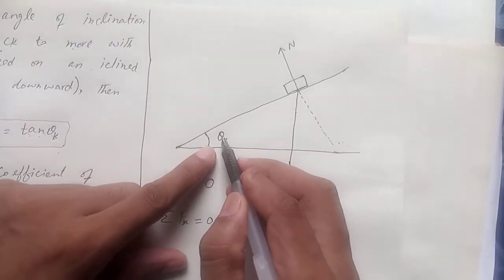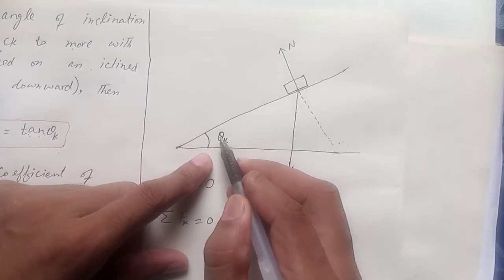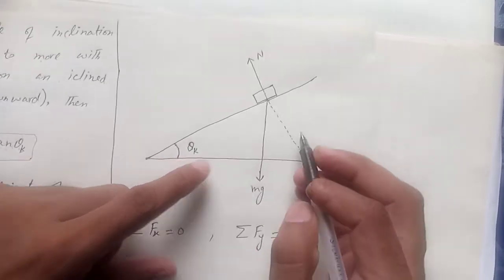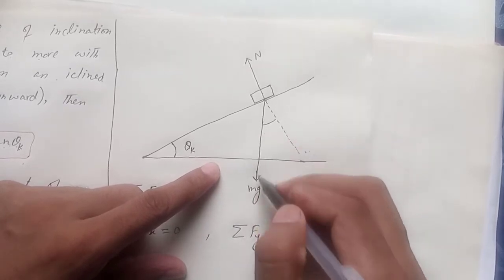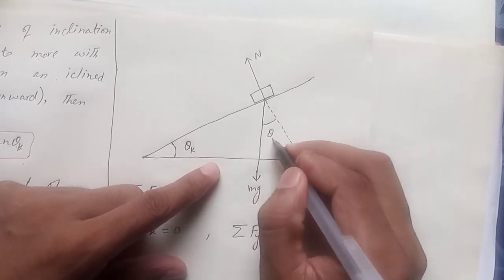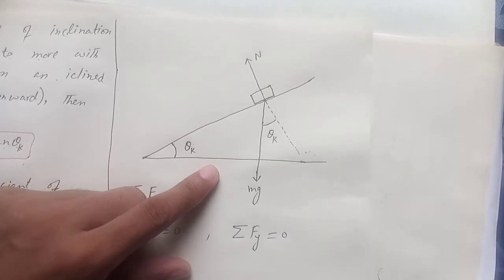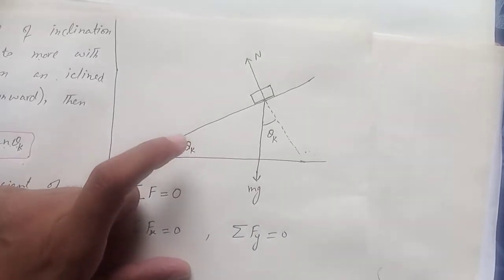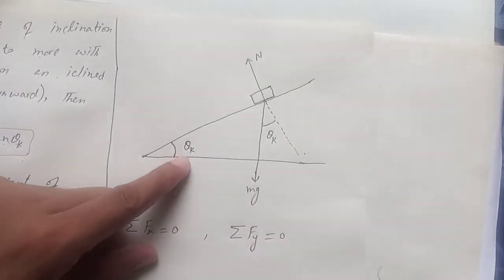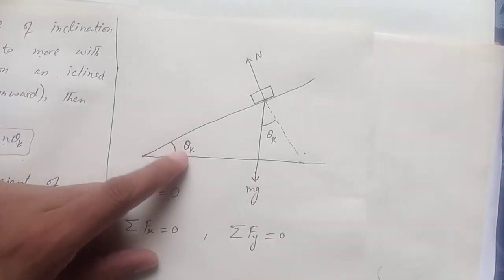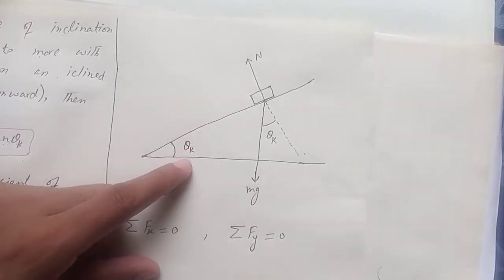The angle of inclination is theta k, this is angle theta k, and this is the same angle between the line of action of the normal force and the line of action of weight. So the same angle theta k exists between the normal force and mg as the angle of inclination, and this is explained in a video. The link of that video is shared in the description.